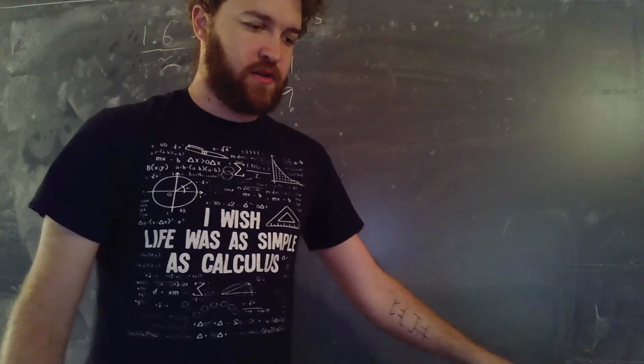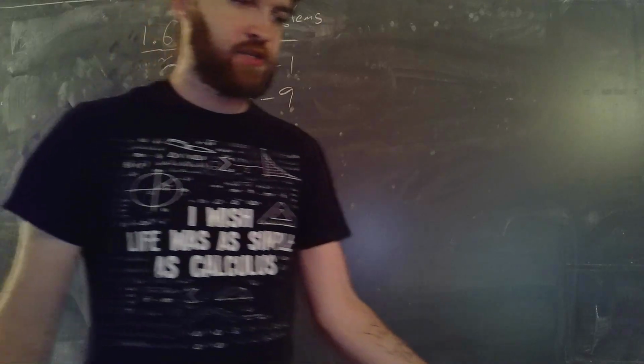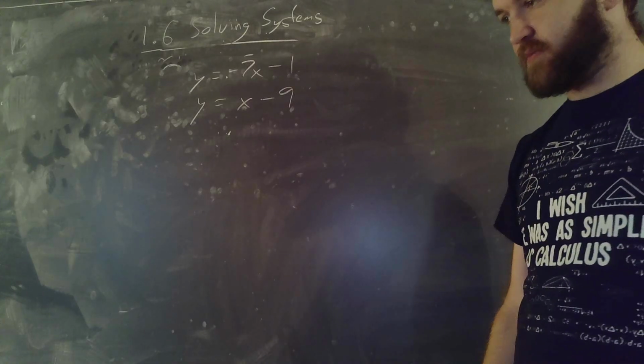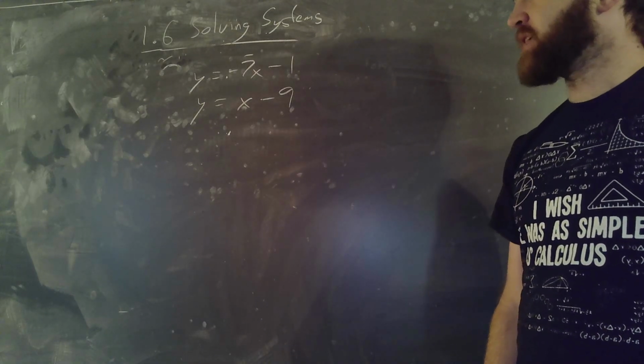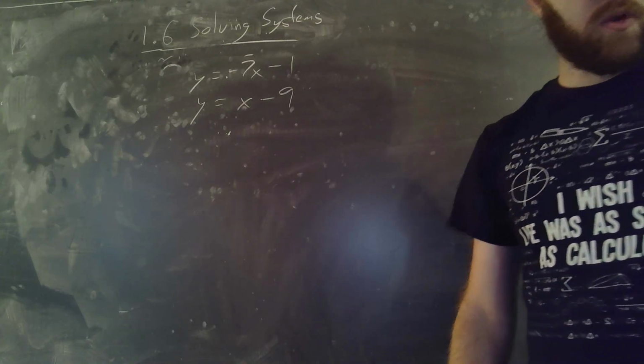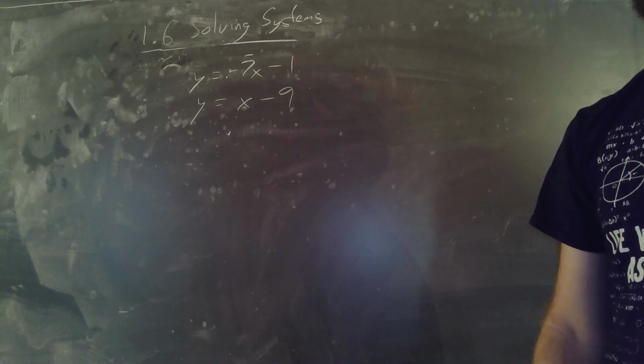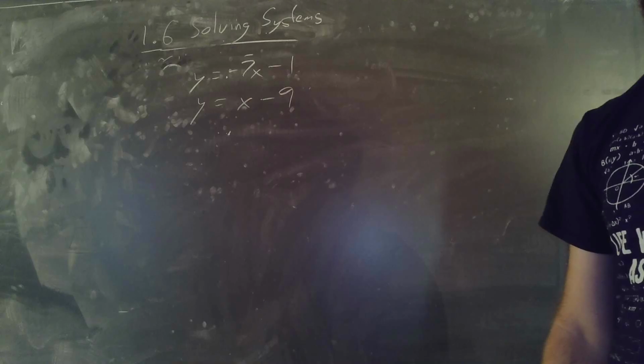Okay, welcome back to another video lecture for High School Algebra 2, section 1.6. In this section, we're going to be talking about solving systems of linear equations, specifically 2 by 2s, which is two equations in two unknowns.